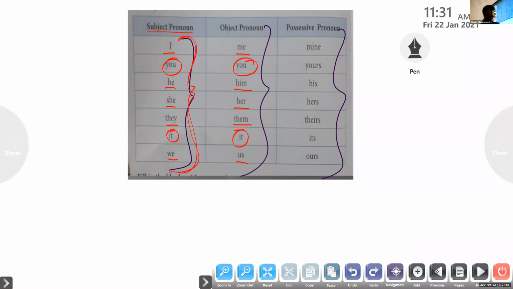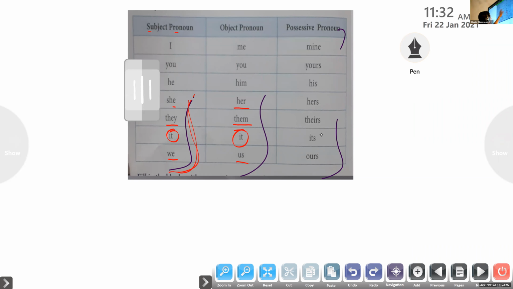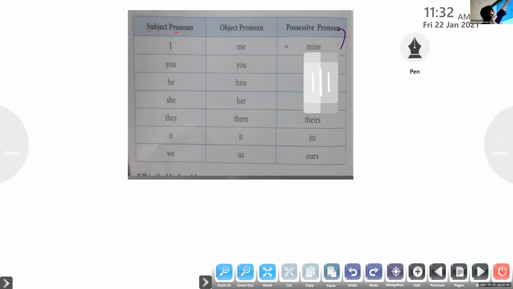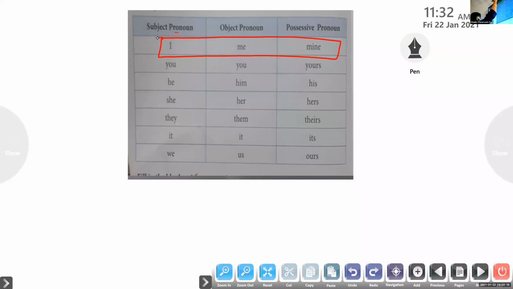All of you look at this table. This is the main pronoun, and this main pronoun has different forms: object pronoun and possessive pronoun. So I, me, mine are the first person. And the plural form of it is we, us, ours. These are the first person. Is the first person clear?